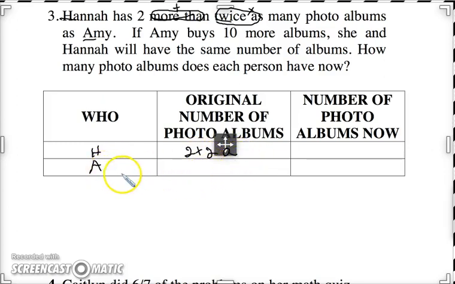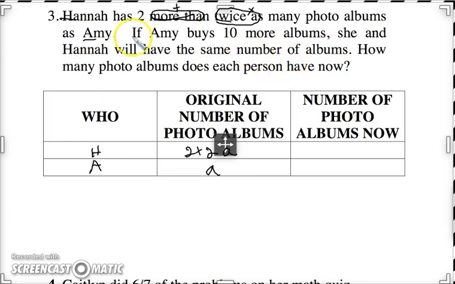That means I don't know how many albums Amy has, so I'm going to call it something unknown. I'm going to call it A, representing Amy's albums. Okay. Now that we completed our original set, we go and say, okay, what kind of album do they have now?